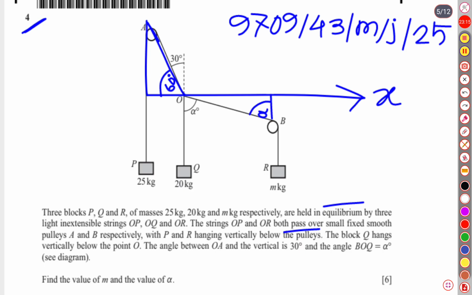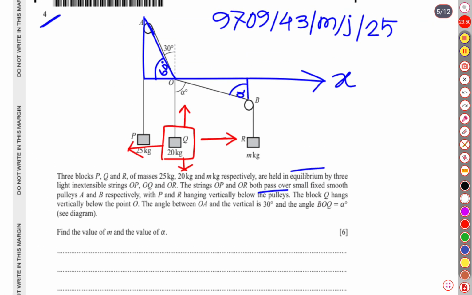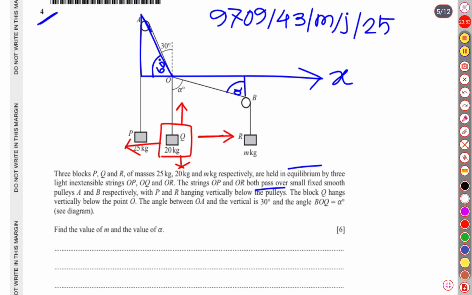In this case, as there are three blocks, which one should be our standard parameter? First we will start with this one. This is the driving force horizontally, and the leftward force is our negative force, or frictional force, whatever you call it. This is the upward force as well as the downward force. So we will start our solution using Q, which seems to be easier. Let us write for Q.